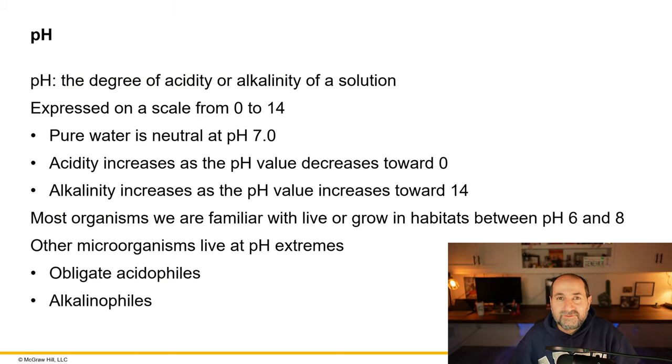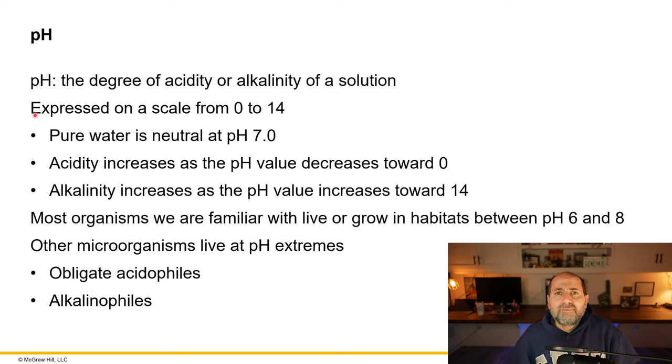Moving on to our next environmental condition, pH. Parts of the earth have different pH environments. There are acidic environments, there are basic environments, there are neutral environments. And each of those environments has organisms that prefer to live in there.